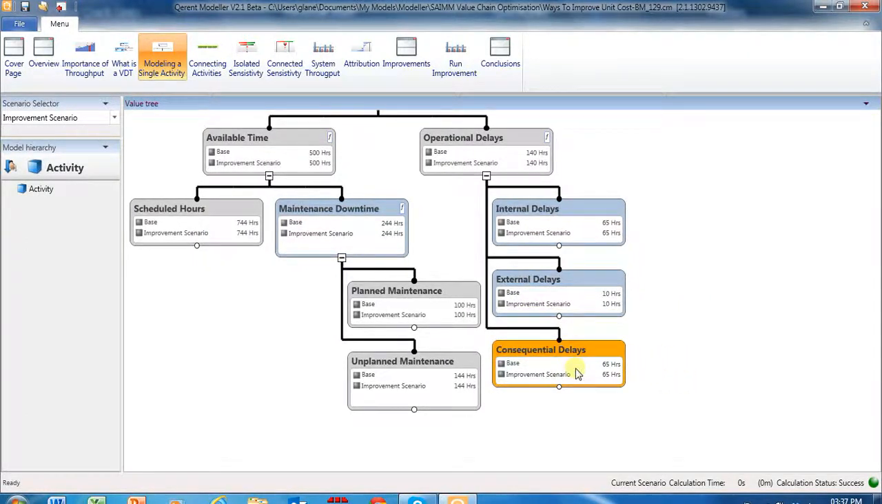So consequential delays means I'm a hauling activity. I'm available to operate, but my loader is not available to load the haul truck, and that's being starved of material. Or hauling is available to operate, it's got material, it's loaded, but it can't tip into the crusher, and then you'd be choking that activity.